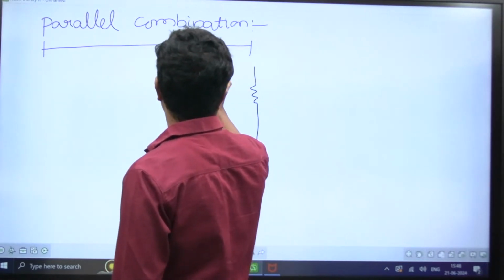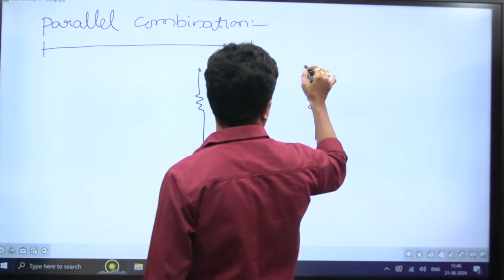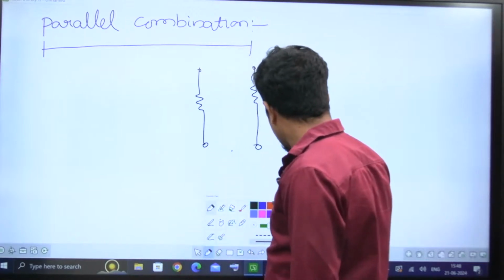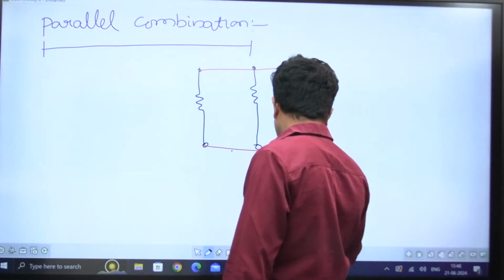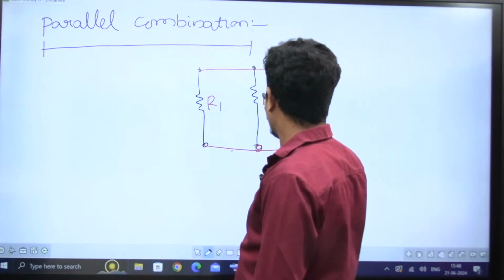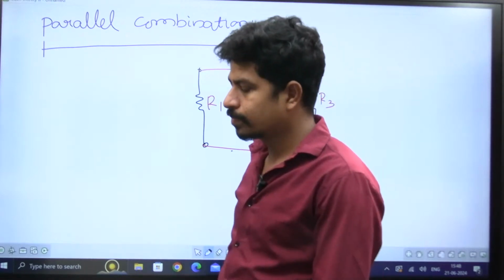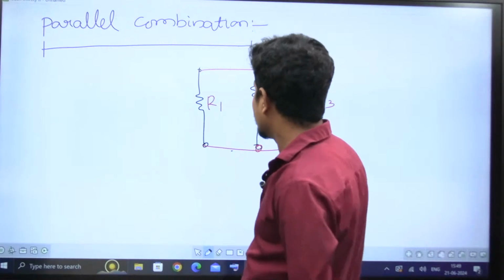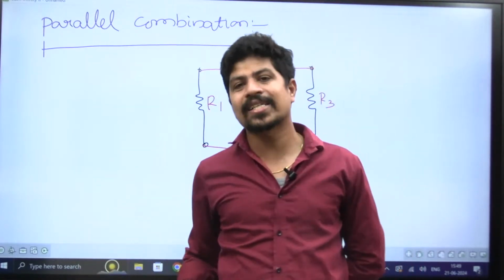Or let's take three resistances, because if I take two, a little confusion may be there. If all the top portions are connected this way and all the bottom portions are connected this way, then all three elements are said to be in parallel. R1, R2, R3 are said to be in parallel. I'm writing this. We should not learn it this way, but this is the basic understanding.